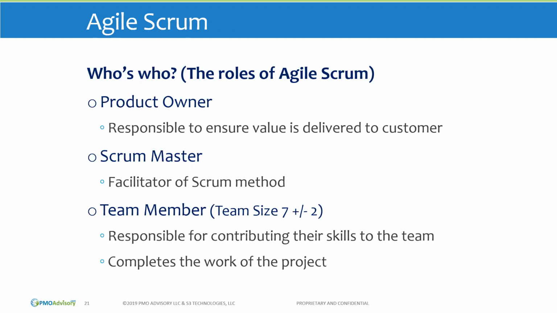So who's who? The roles of Agile Scrum. We have the product owner. Scrum is very simple. I was just talking to a colleague of mine about this the other day. It just has these 3 roles. We have the product owner, which I've mentioned. They're in charge of ensuring that value is delivered to the customer. Regardless of the industry, regardless of what you're working on, they're the person that represents the business, the end customer. And they are prioritizing those customer needs. Very, very key important role.